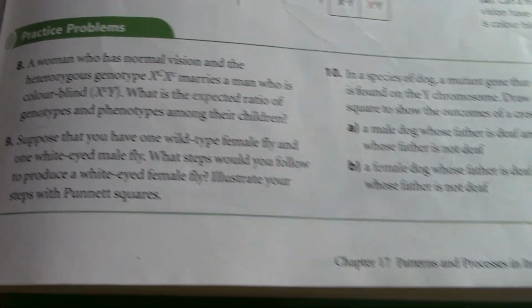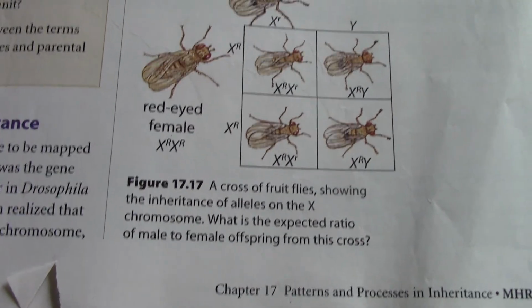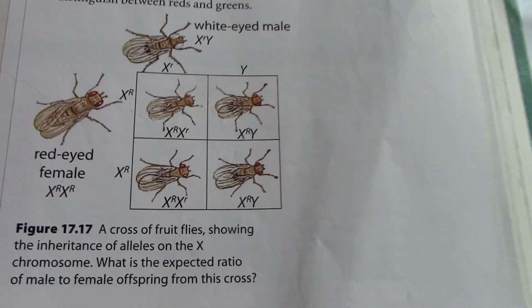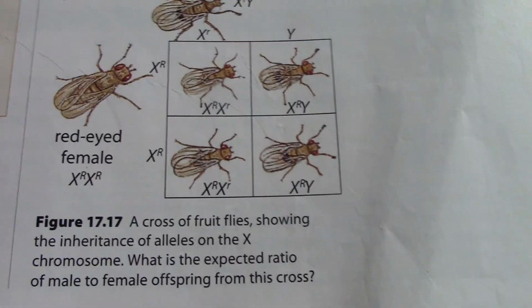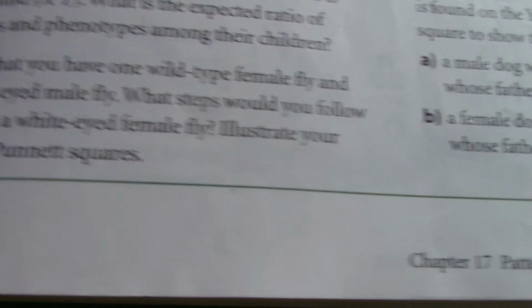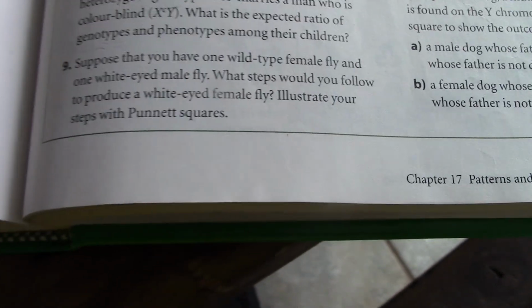Okay, 9. This looks at fruit flies. So this shows you here, figure 17.17. White is X little r. That's considered non-wild type. And red is wild type, so wild flies will look like that, X big R. And the eye color in fruit flies is X-linked.